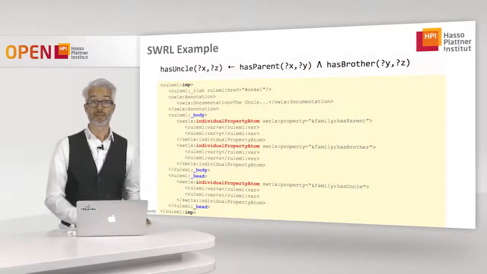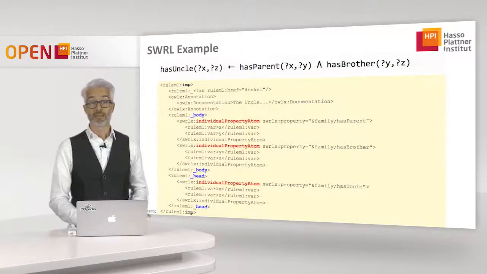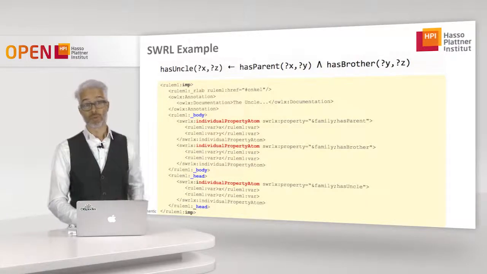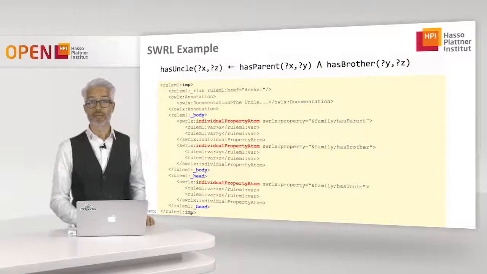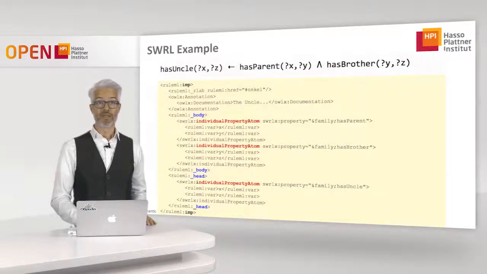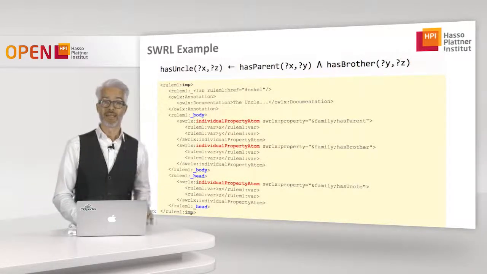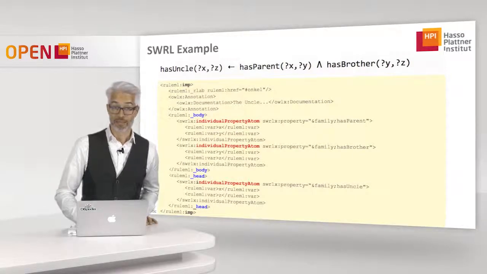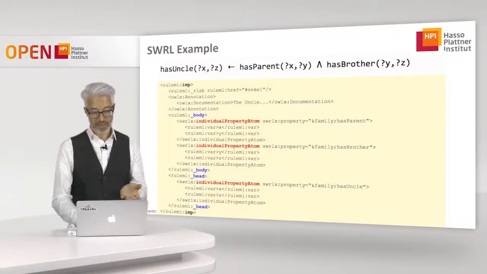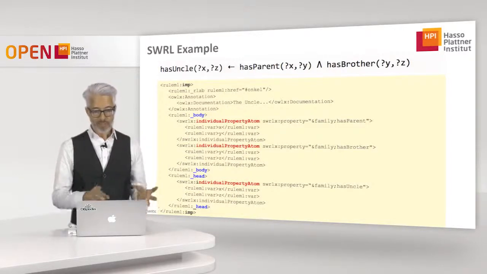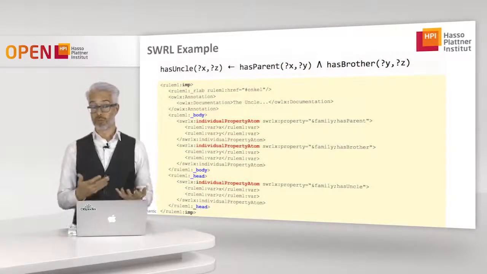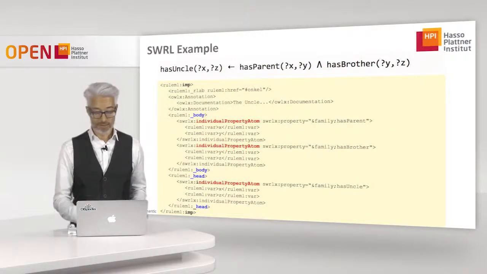So we say here hasUncle x z. This is the rule, so let's read it the other way around. If x has parent y and y has the brother z, then x has the uncle z. So this is an uncle expression. And you see here in the yellow box the same rule expressed as a SWRL rule in the XML-based syntax variant.